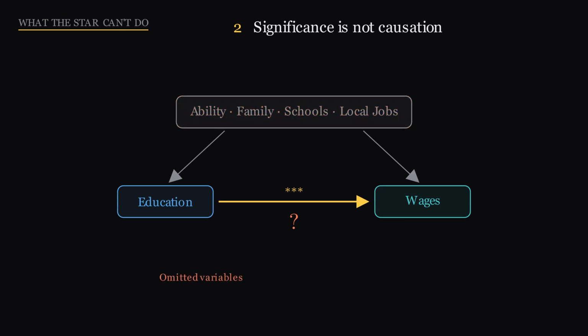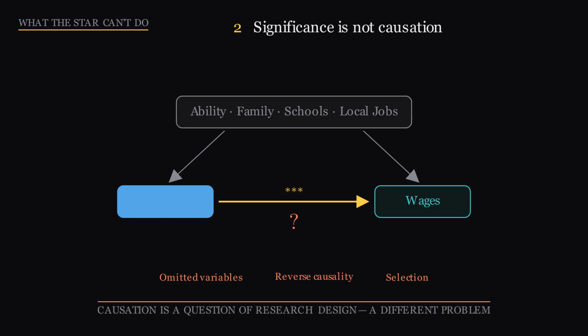A regression coefficient doesn't solve omitted variables. It doesn't solve reverse causality. It doesn't solve selection. Causation is a question of research design, of experiments and careful identification. It is a completely different problem from the one the star solves.